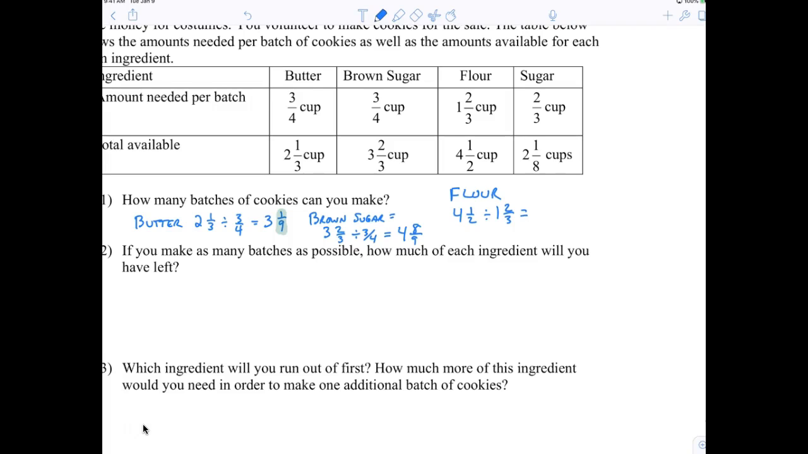That is 2 7/10 batches. So how many batches of cookies can I make now? Just 2, right? Because I don't have enough what? Flour. Agreed? To make the 3rd batch.